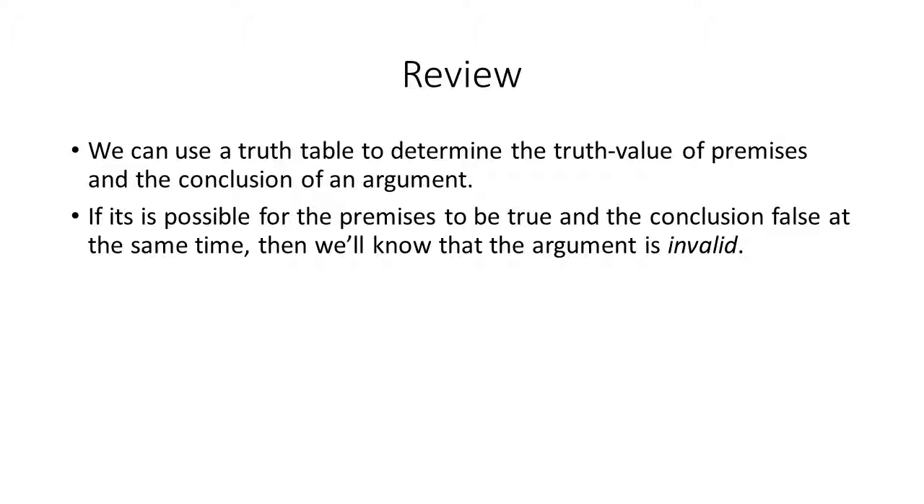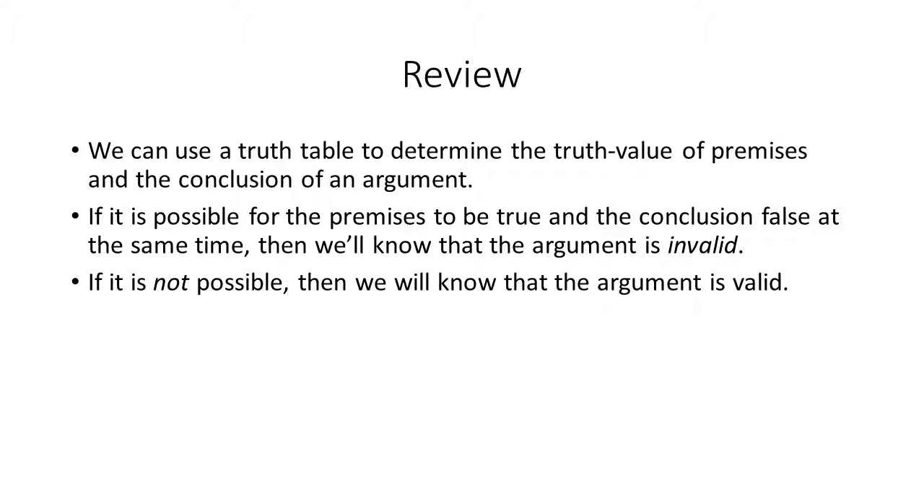So what we would be looking for in our truth table for the argument is a row where the premises are true and the conclusion's false. If there's any such row, then the argument's invalid. If it's not possible, that is, if there's no row where the premises are true and the conclusion's false, then the argument is valid.